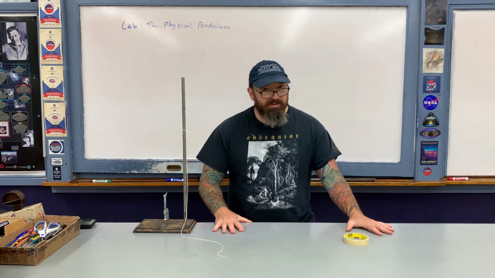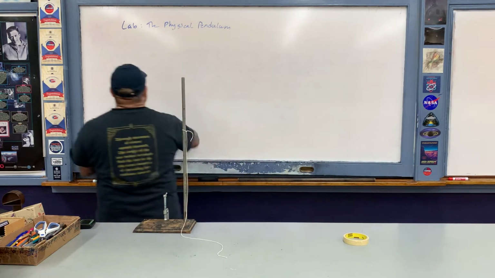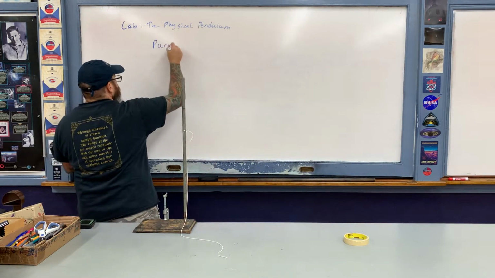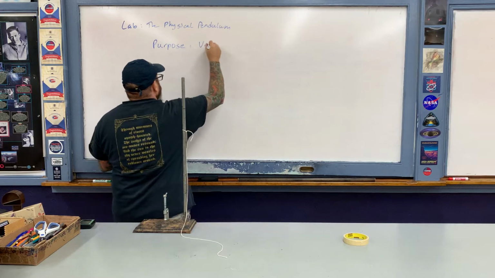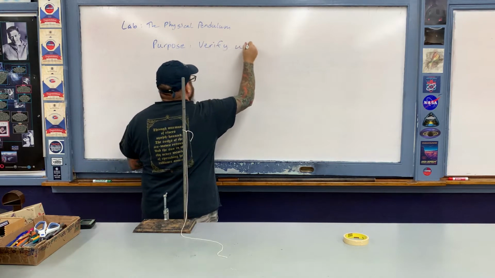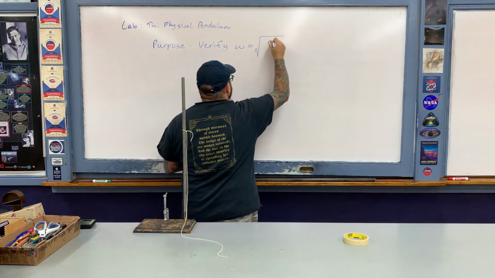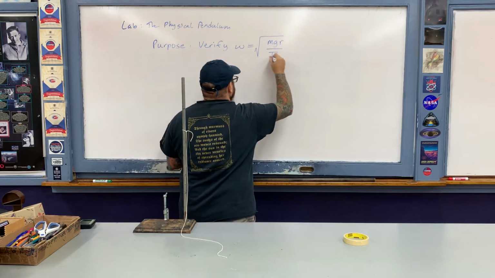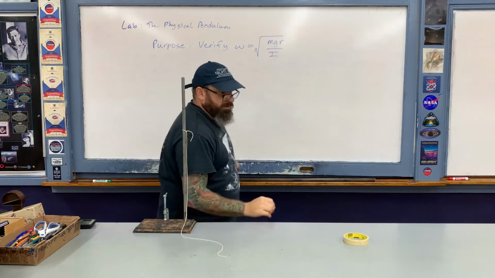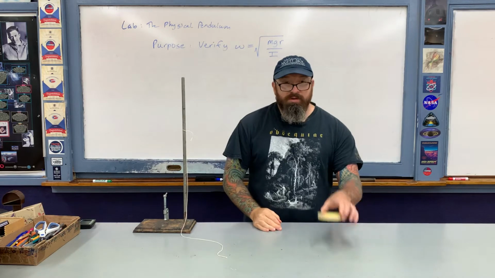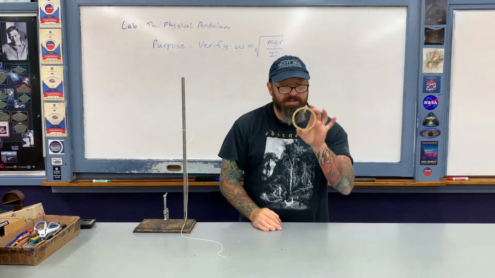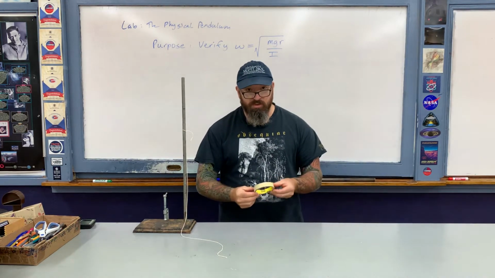We're going to verify that the angular frequency of a physical pendulum is this. Okay, so here's the purpose. We're going to verify that the angular frequency omega of a physical pendulum is the square root of mgr over I, the rotational inertia. Okay, you're going to use an ordinary masking tape roll that you could obtain from home in order to do this laboratory exercise.